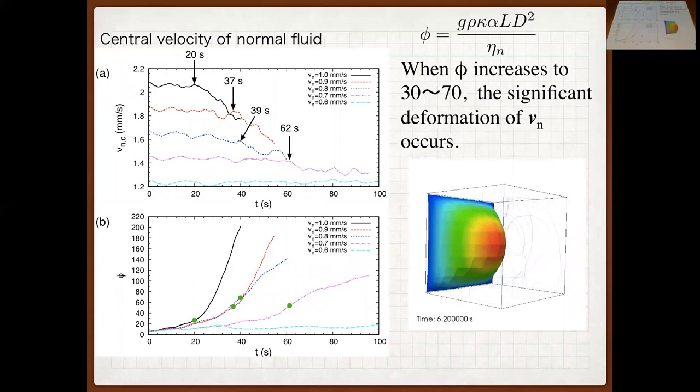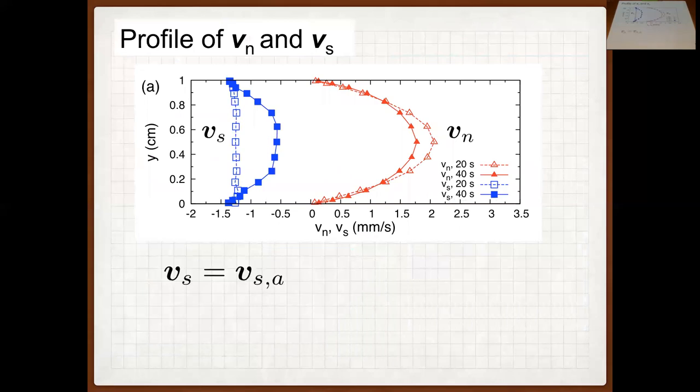So we made a simulation. We considered the change of the central part of the normal fluid velocity. As time goes by, this central part is reduced, and these parts are changing the velocity. We simultaneously observed this parameter phi. Certainly, if phi exceeds 30 or 40, serious deformation occurs. So we think that this phi is useful for characterizing the deformation of the normal fluid velocity profile. I will skip this part.